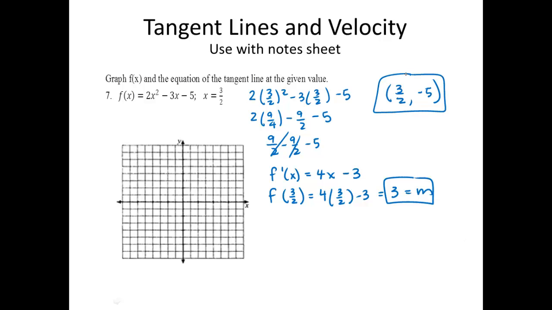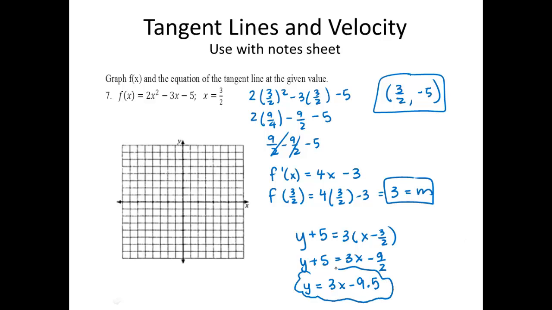My ordered pair that I will use is 3 halves comma negative 5, and now I can write the equation of the tangent line. So this still is the process that we were using in the previous 4 examples. So y minus a negative 5 equals the slope times x minus 3 halves. We'll distribute, and I'll get 9 halves, and I'm going to subtract 5, and I will get y equals 3x minus 19 halves, which is 9.5. So this is the equation of the tangent line.